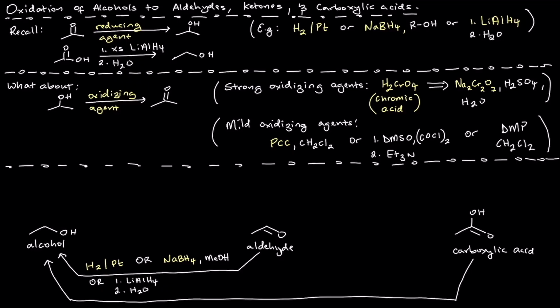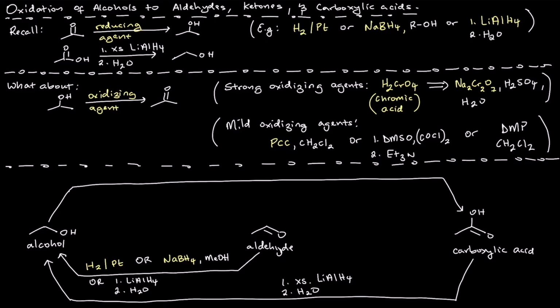We can also go from your carboxylic acid down to your alcohol, but this time we need a really strong reducing agent. And so we would have to use excess lithium aluminum hydride and then use water to get you all the way down to the alcohol. And at this point, there's really no way to stop at the aldehyde, so we can't stop there directly. We have to go down from a carboxylic acid all the way down to the alcohol.